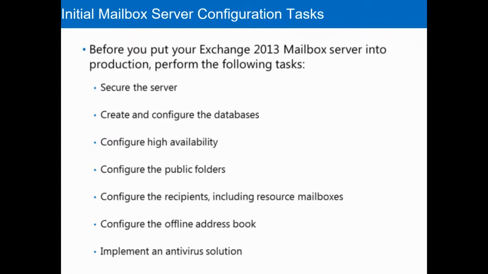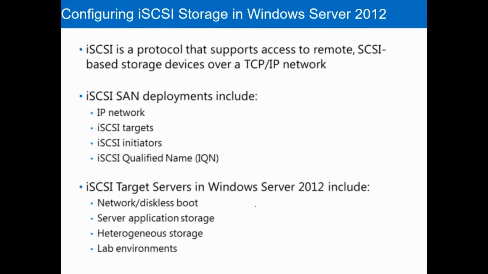Now, how to configure the iSCSI storage in Windows Server 2012. iSCSI is a protocol that supports access to remote SCSI-based storage devices over a TCP/IP network. An iSCSI SAN deployment includes an IP network, iSCSI target, iSCSI initiator, and iSCSI qualified name, or IQN.